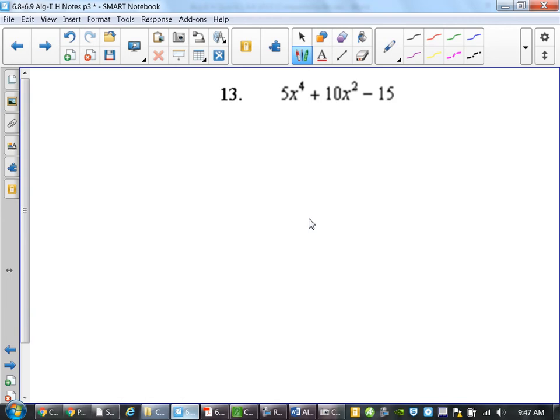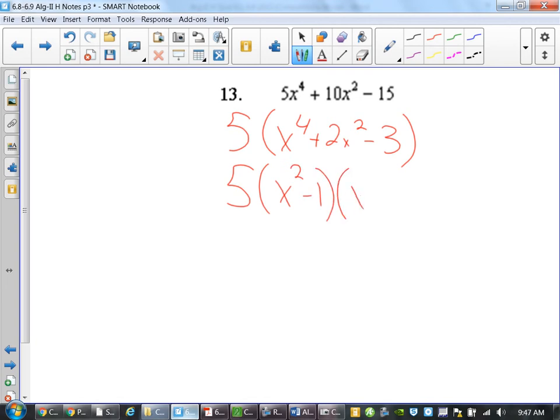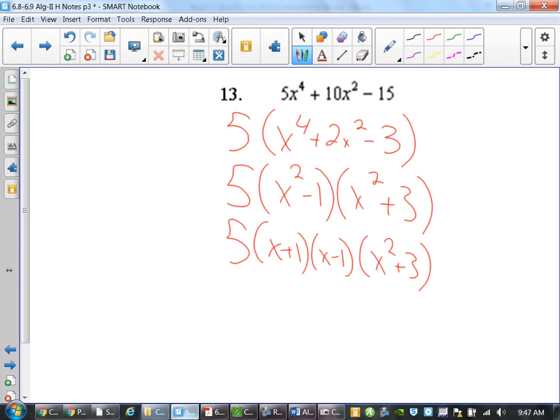Well, what would be the first rule of factoring? GCF. So the 5 comes out, and you're left with x to the 4th plus 2x squared minus 3. So what times what is negative 3 and adds together to get positive 2? Negative 1 and 3. So you get x squared minus 1 and x squared plus 3. Of that, you can do it a little bit further. That would be the fully factored form.